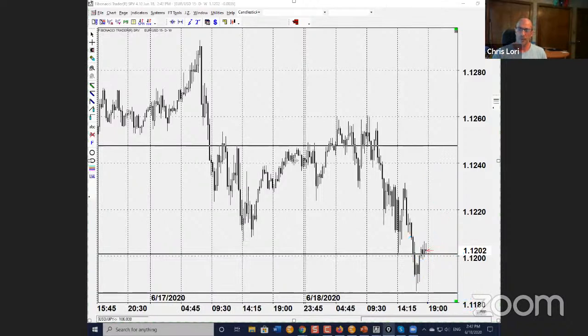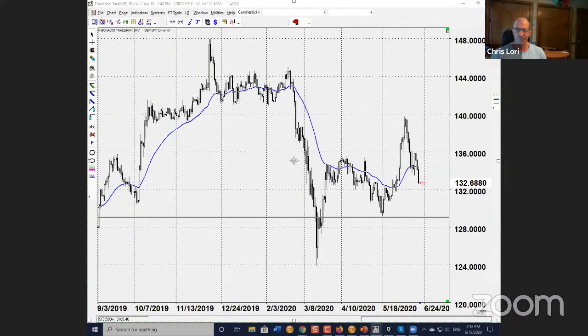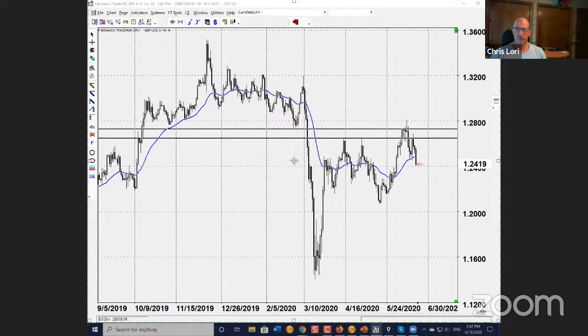All right. So just a few thoughts to leave you with for now. So that's pound yen, and here's pound dollar.